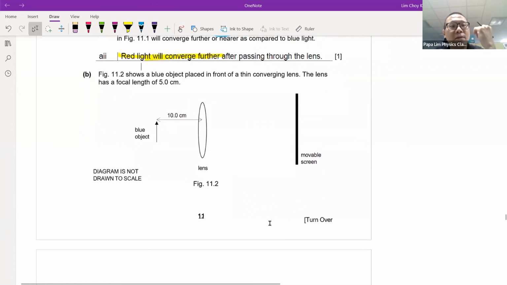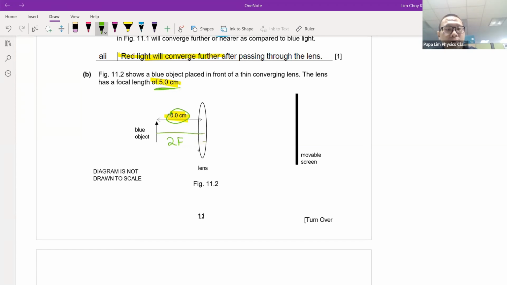Now, for the next part B, you have the arrangement of the lens. The blue object is 10 cm away from the lens, and the focal length of the lens given is 5 cm. Take a look, this is 10 cm, and the focal length is 5 cm. So 10 cm is actually 2f. This distance is 2f, and the focal length is f, 5 cm.